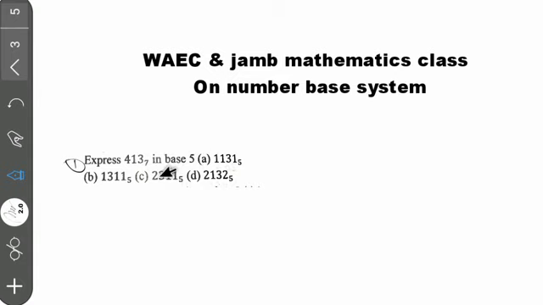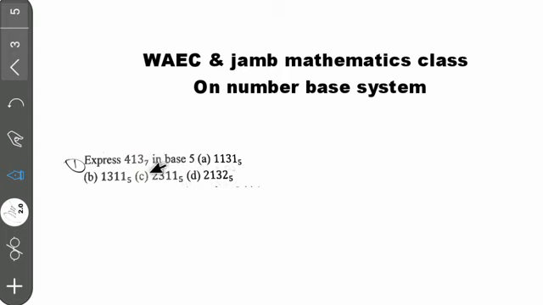Now how do you do that? To convert from one base to another base apart from base 10, you first convert the given number to base 10, then you convert it to the base you are looking for. So we first convert this one to base 10.